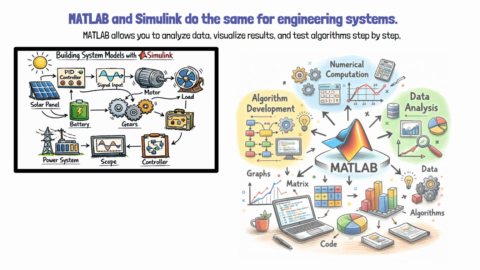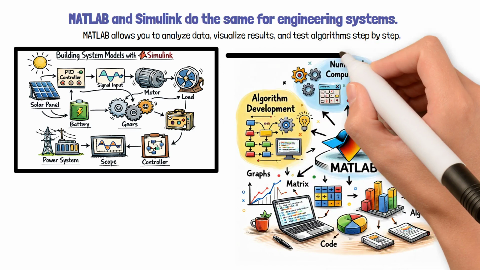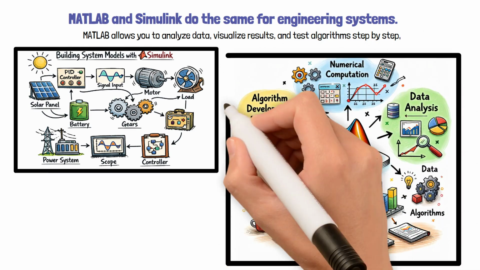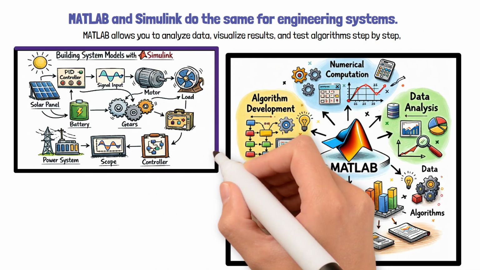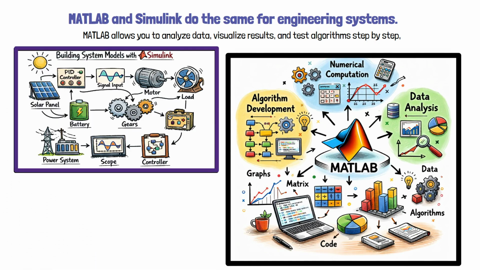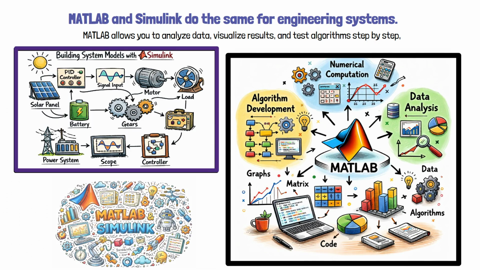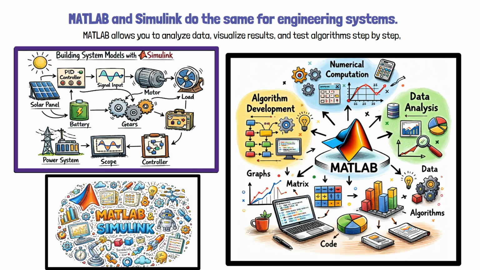At a deeper level, MATLAB excels at numerical computation, data analysis, and algorithm development, while Simulink focuses on time-based modeling and simulation of dynamic systems. Together, they allow engineers to move from equations to simulations to implementation, bridging the gap between theory and real-world behavior.